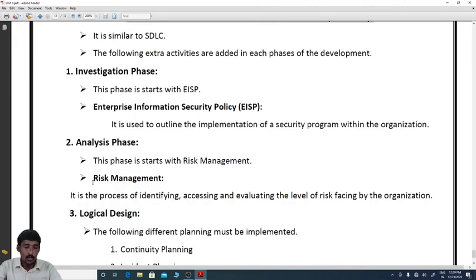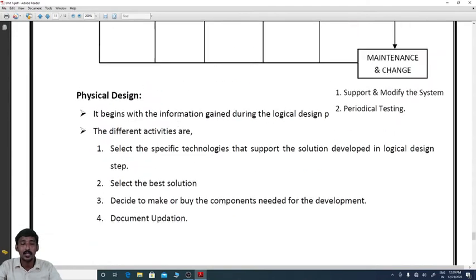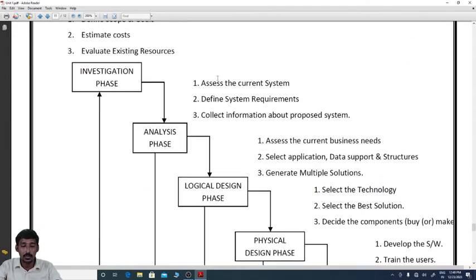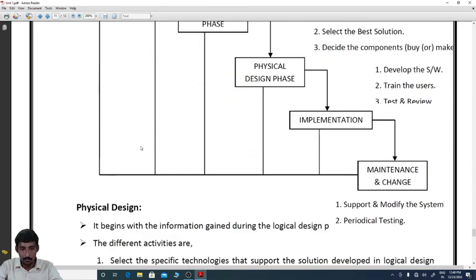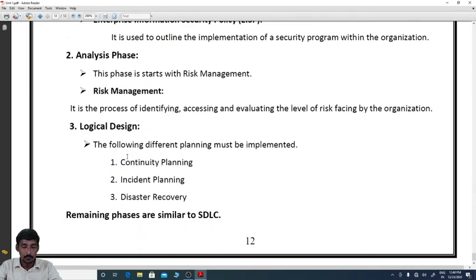And the next one is called the analysis phase. The analysis phase is as usual. In this analysis phase, we mainly focus on the assessment of your current system. If there is anything you want to change, you are going to identify what needs you have, and collect information about your proposed system. Along with that, we need to do risk management. And the next one is logical design.